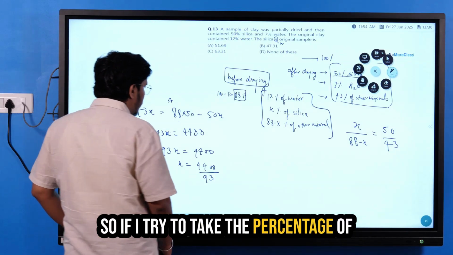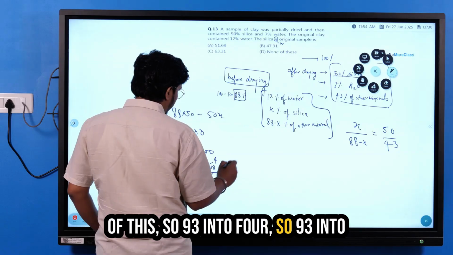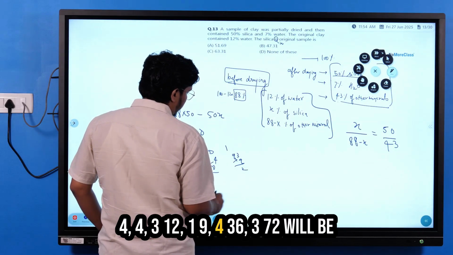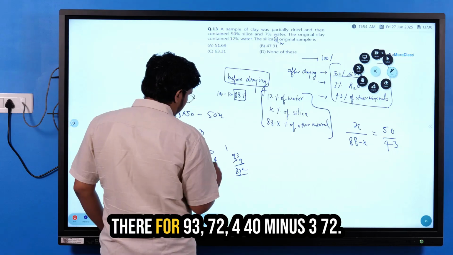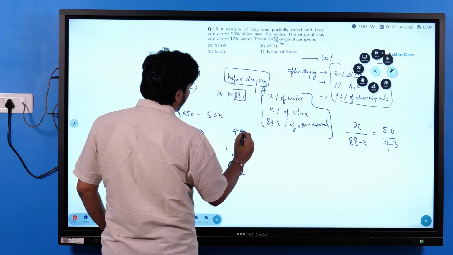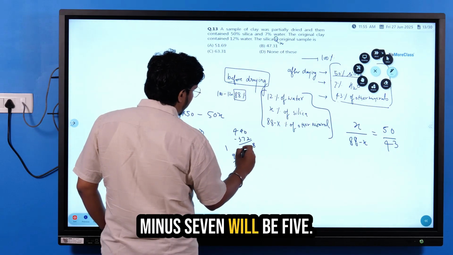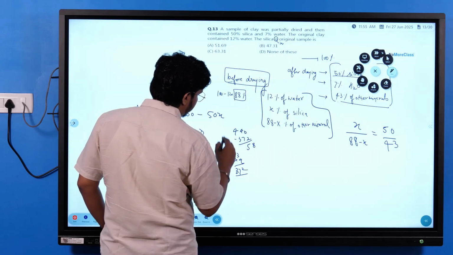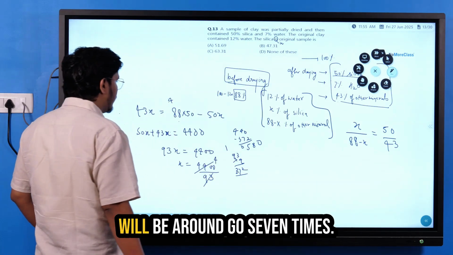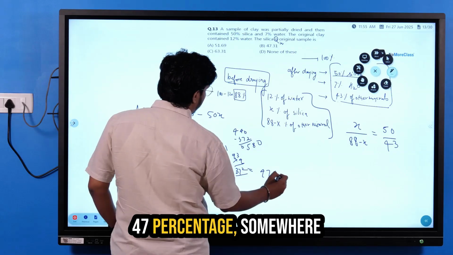If I take the percentage of this, 93 into 4 is 372. 440 minus 372 is 68, and 680 will be there. So it will be somewhere around 47%.